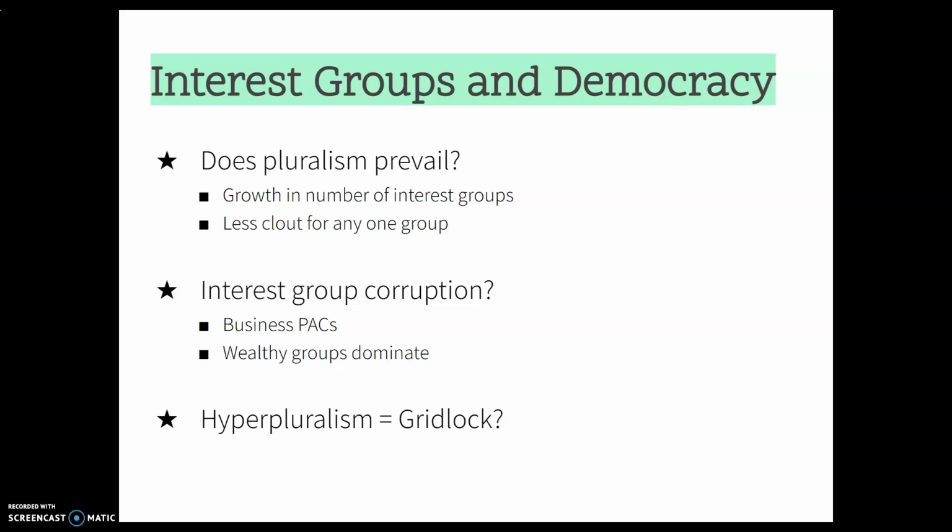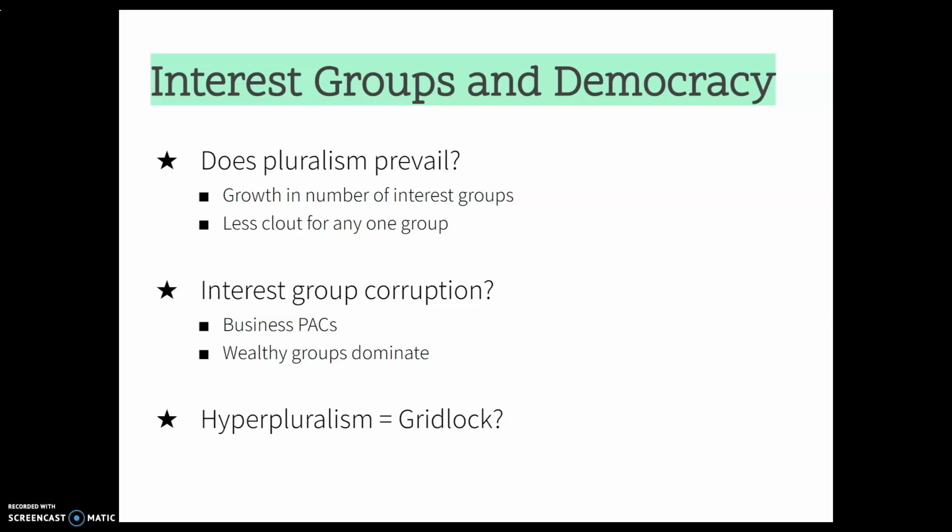So as we wrap up here, just some questions to consider. Pluralism. Does pluralism prevail in society? Do opposing interests contradict and counteract each other? Pluralism would say yes, that there are a growing number of interest groups, meaning more competition, more variety. It's harder for any one group to control the conversation.